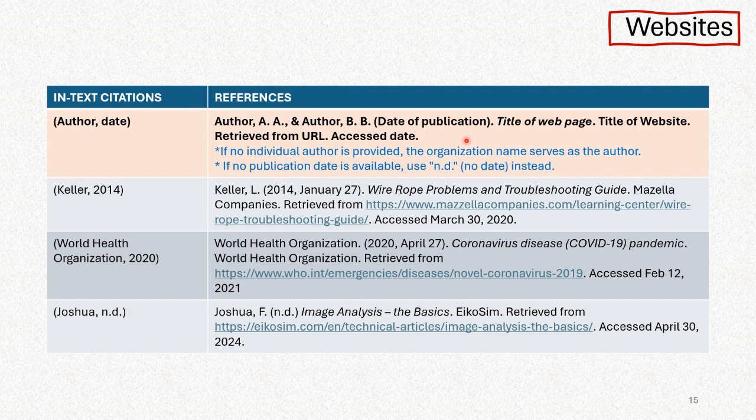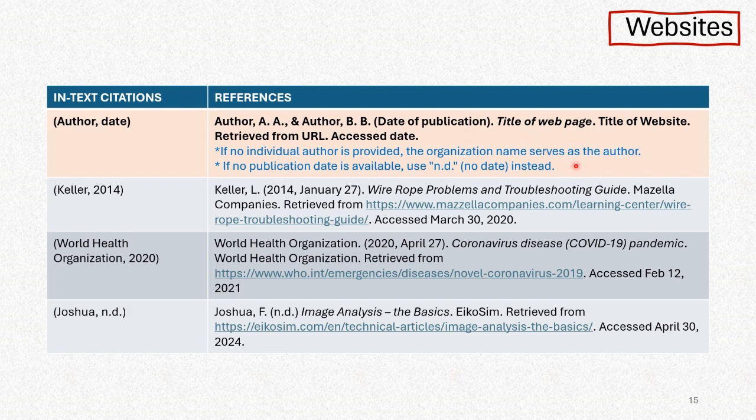And then before you provide the URL, you should write "Retrieved from". And then finally write the access date. So if you accessed the website on 5th May 2024, write "Accessed 5th May 2024". However, there are a few exceptions as written here.